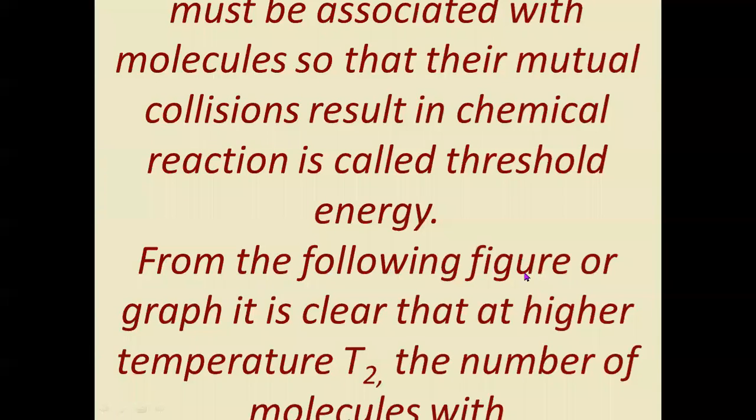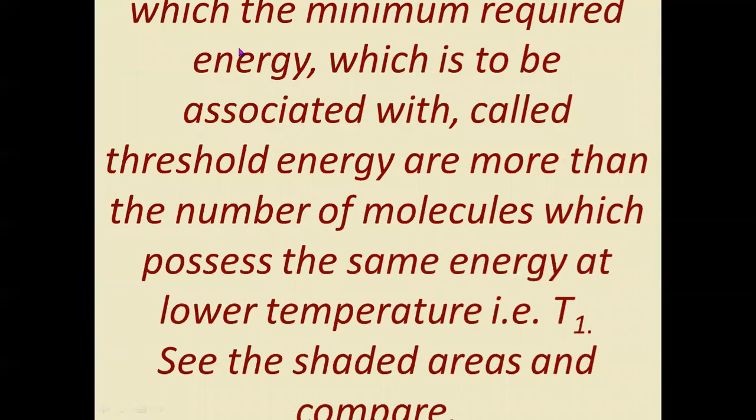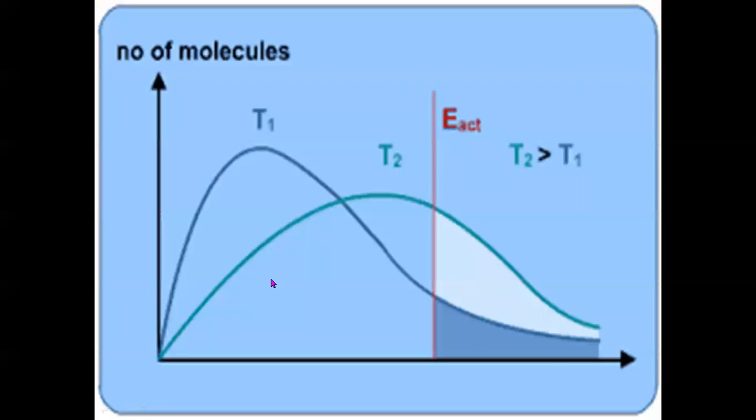From the following figure or graph, it is clear that at higher temperature, that is T2, the number of molecules with the minimum required energy, called threshold energy, is more than the number of molecules which possess the same energy at lower temperature, that is T1. We have to understand this figure.